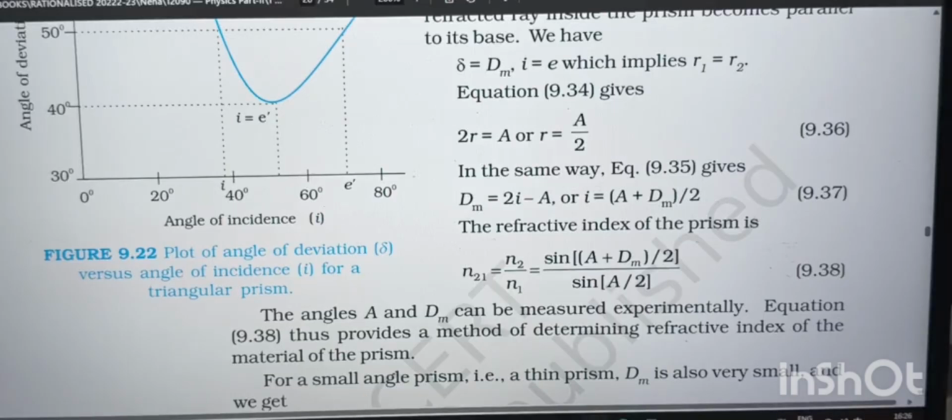Now what are you trying to do? Refractive index of the prism. n2 by n1. What is this now? Sin i divided by sin R. You know what is sin i? Same thing. A plus dm by 2. You know what is sin R? A by 2.